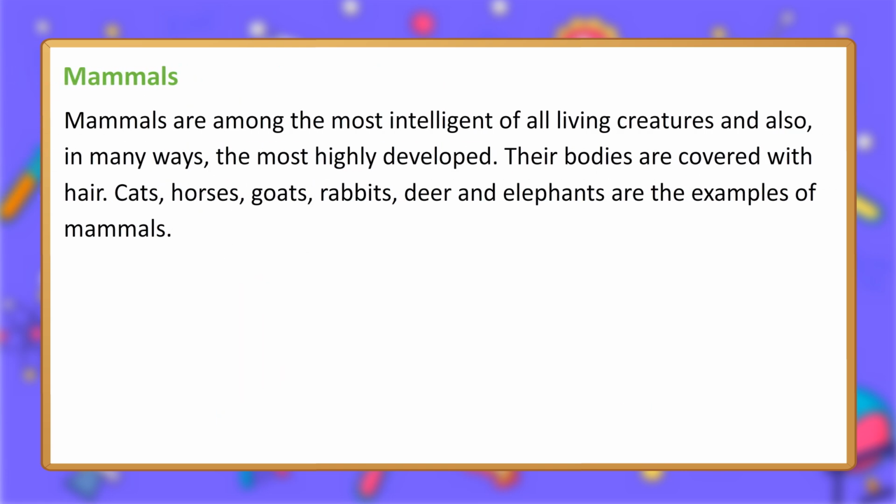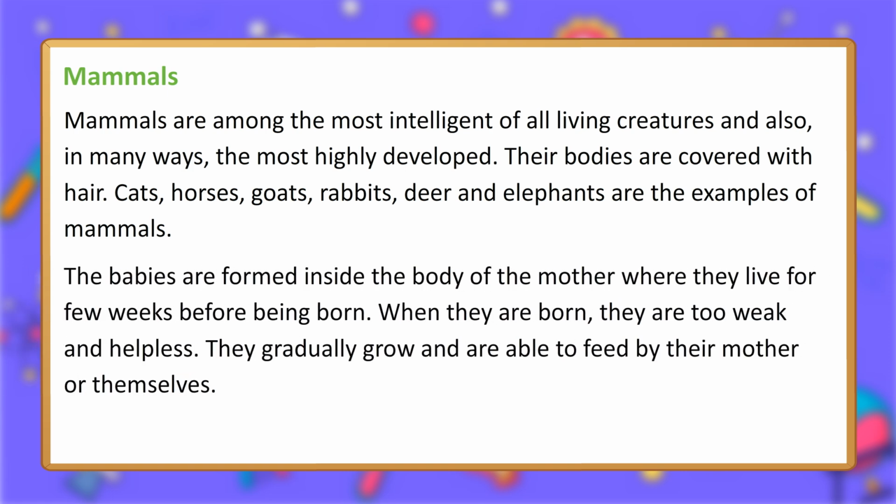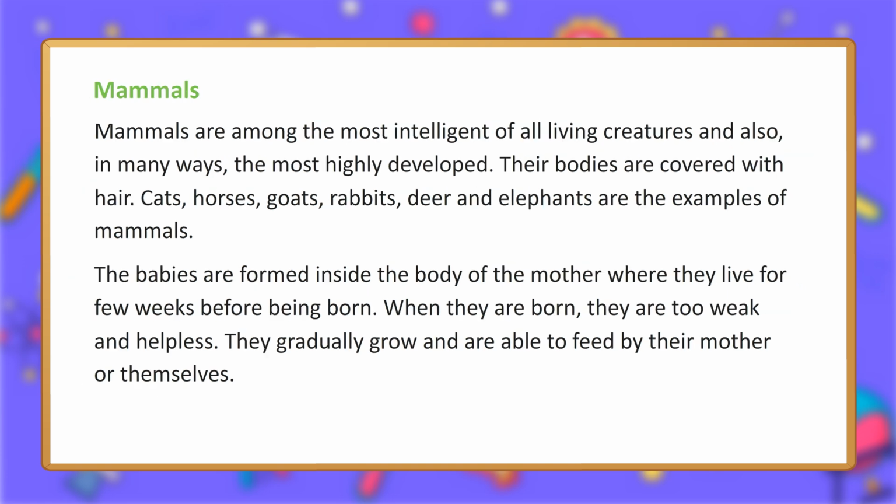Mammals. Mammals are among the most intelligent of all living creatures and also, in many ways, the most highly developed. Their bodies are covered with hair. Cats, horses, goats, rabbits, deer and elephants are examples of mammals. The babies are formed inside the body of the mother, where they live for a few weeks before being born. When they are born, they are too weak and helpless. They gradually grow and are able to be fed by their mother or feed themselves.